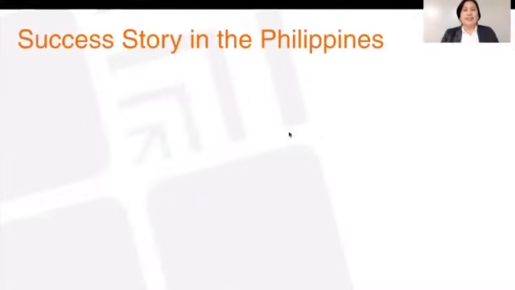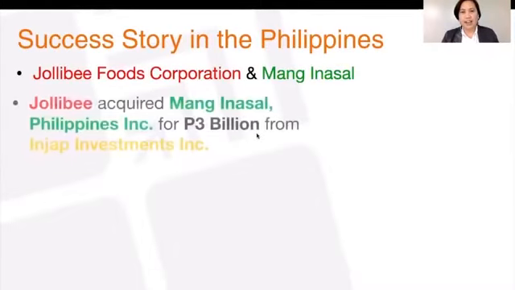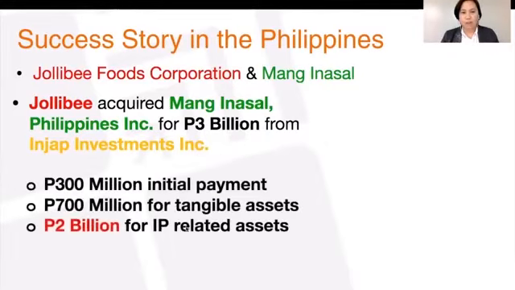Okay. So this one, we love to share with our audience. It's a classic success story in the Philippines. You know very well that Jollibee Foods Corporation bought Mang Inasal. But do you really know exactly how much? Yung initial payment is 3 billion pesos from Injap Investments Inc. Ano daw yung composition ng 3 billion pesos? The 2 billion itself is for IP-related assets. Yes, Mang Inasal is a registered trademark at IPOFIL.